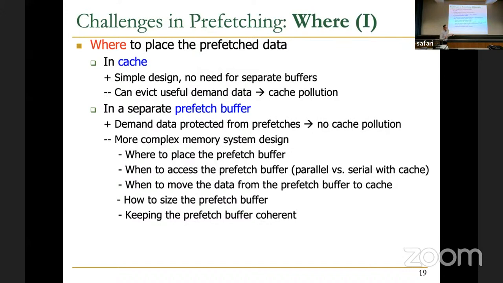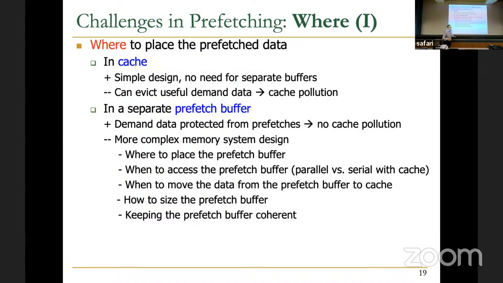When the processor actually accesses the prefetch buffer, do you move it to the cache? Well, if you move it to the cache, now you're causing data movement and contention for the cache. How do you size the prefetch buffer? A lot of works have shown that the prefetch buffer actually needs to be very big so that you can actually get benefits. So is it the same size as the cache? Well, you probably don't want that, right? Because today's caches are huge. So basically, this caused a lot of headaches in the design.